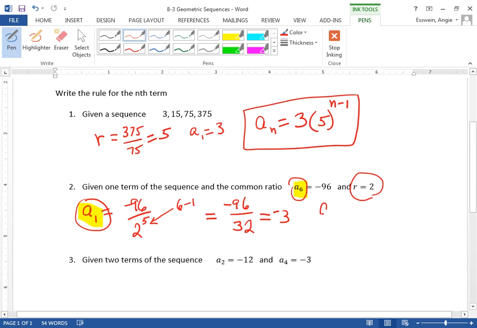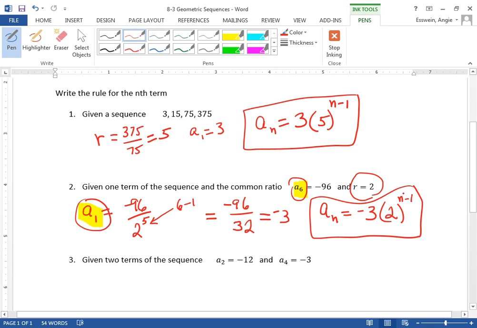Okay, so we're ready. a sub n equals the first term, which is negative 3, and then use parentheses for multiplication, times 2 to the n minus 1. It's always to the n minus 1. The a sub n and the n minus 1 stay the same.